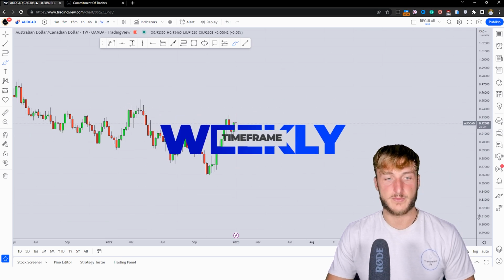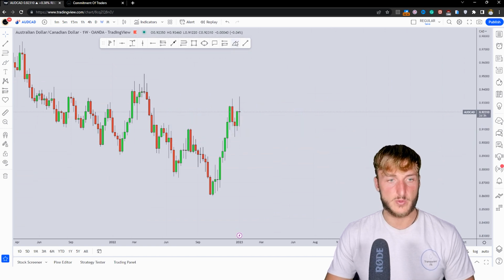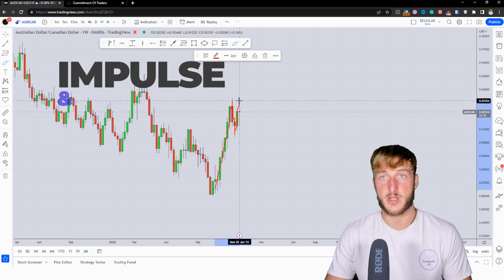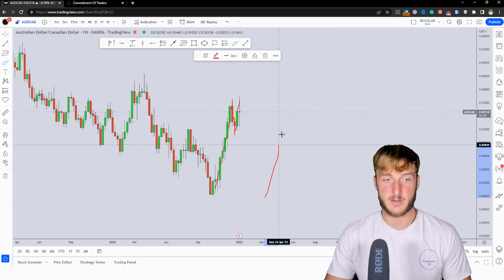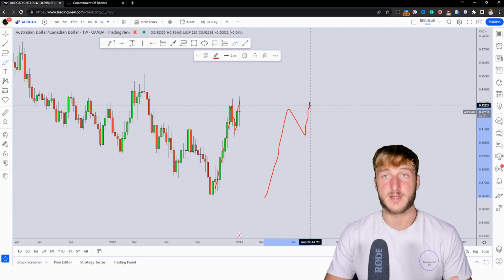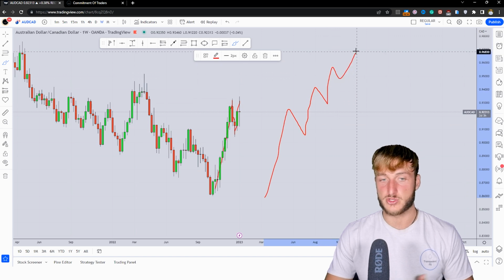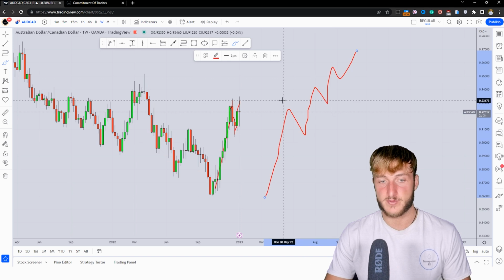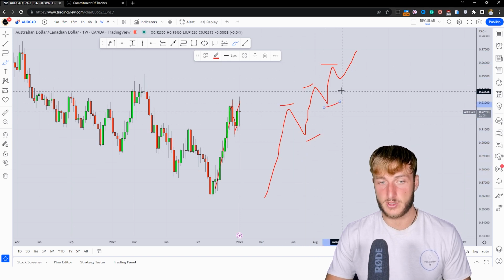Dropping down on the weekly, what do we have? Now, here in the weekly, we can see a massive impulse to the upside, followed by this correction. The market then tried creating the continuation higher, which is what you usually expect after an impulse and correction. You expect the market at least to try to print a higher high, which is essentially the creation of an uptrend, because as you know, in an uptrend, you have a series of higher highs and also higher lows.